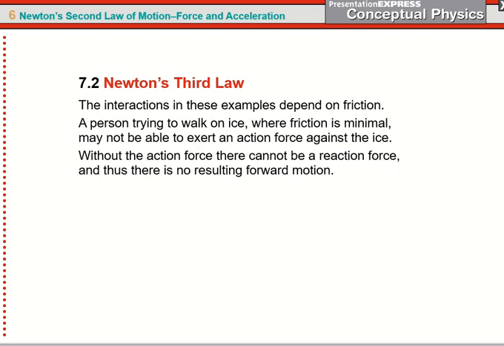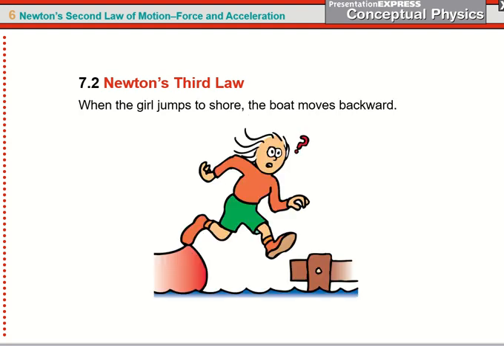The interactions in these examples depend on friction, okay? If a person is trying to walk on ice where friction's minimal, they may not be able to exert an action force against the ice. They might just be standing there slipping and not going anywhere. Without the action force, there cannot be a reaction force, and therefore there's no resulting forward motion. So again, if you're on super slippery ice, you might just be standing there moving your feet and not going anywhere. You need that friction.